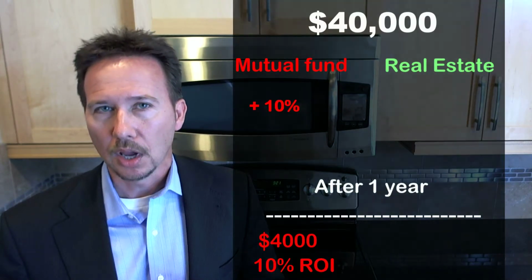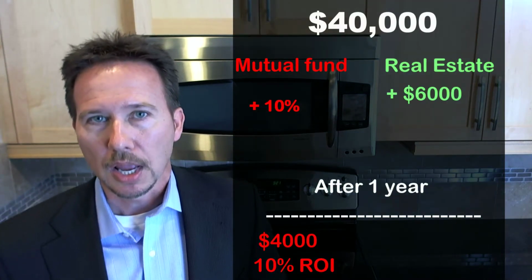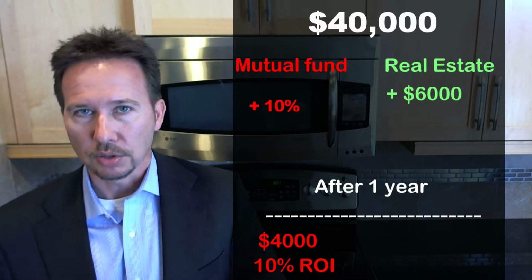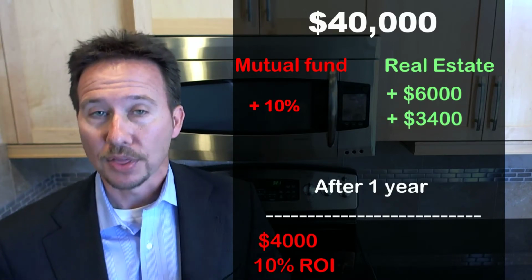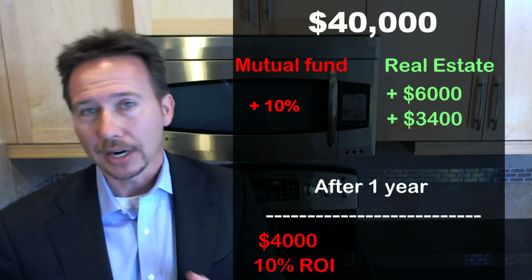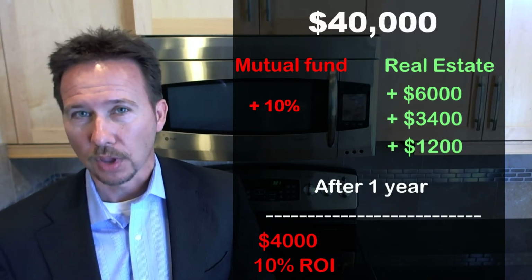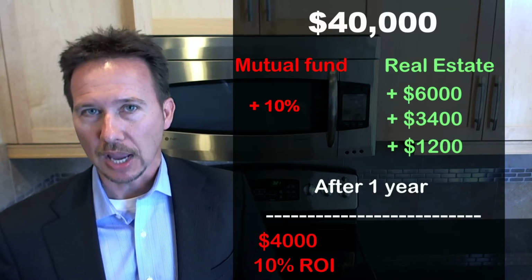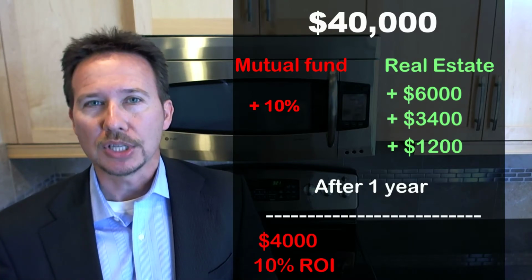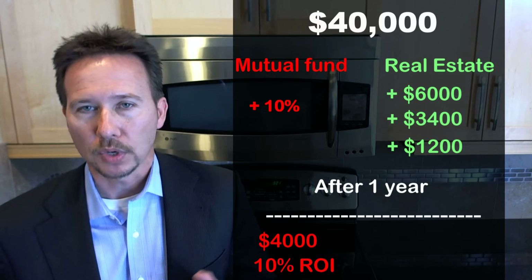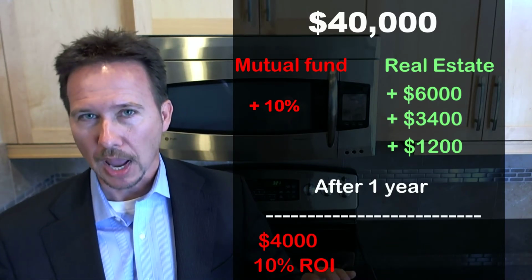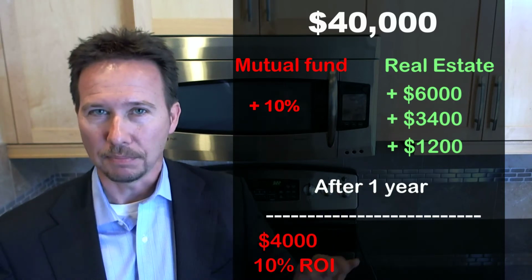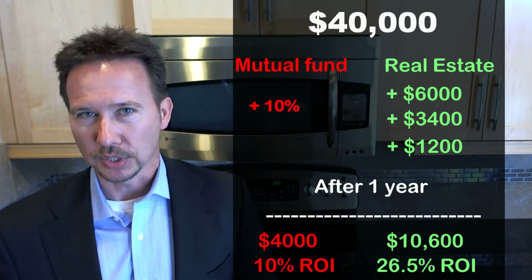So if we go back and look at the total return on our money, we'll pick up $6,000 as a result of the appreciation in the property. We'll pick up an extra $3,400 by way of the mortgage paydown, and we'll get an extra $1,200 from the cash flow. When we put all those numbers together, the actual return that we'll see at the end of the day is going to be closer to 26.5%. So the same $40,000 that we had in both investments, we're either going to pay us back 10% or 26.5%.